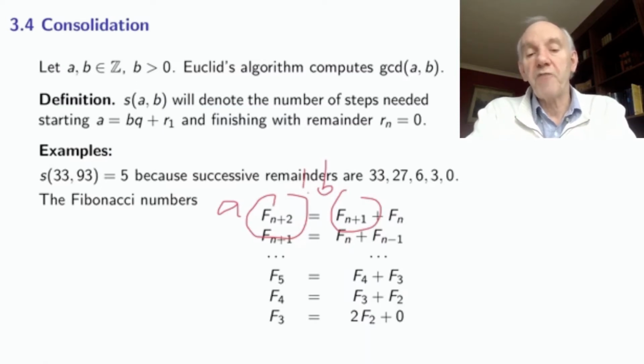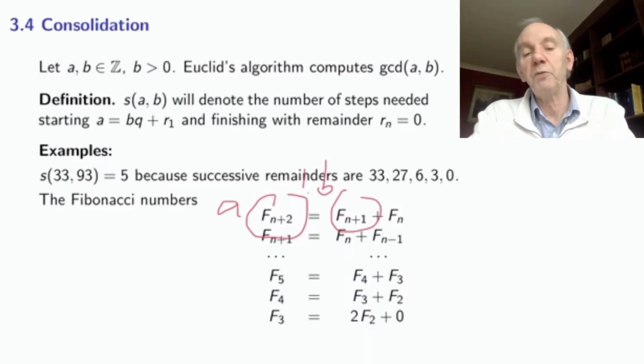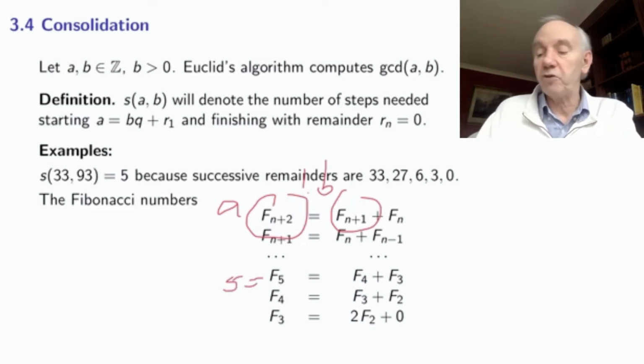And then you bring the f_{n+1} down, and the next line will write f_{n+1} as f_n plus the remainder, which has to be f_{n-1}. And so each line will introduce a lower Fibonacci number until you get right down to the bottom. So I need to remind you what these Fibonacci numbers are. F5, remember, is always equal to 5. The fifth Fibonacci number is 5.